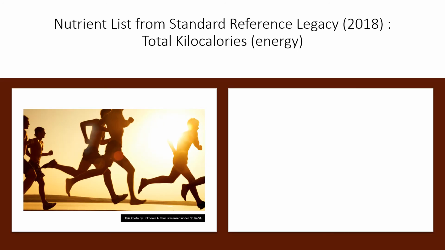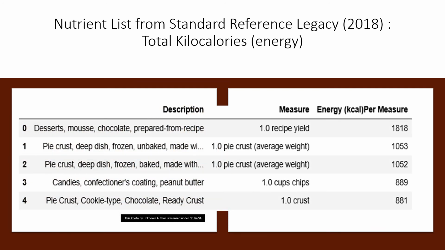As for total kilocalories of energy, it doesn't come as a surprise that desserts, mousse, and chocolate come up as the highest kilocalorie total, with an energy value of 1818 kilocalories. It is followed by the second kilocalorie item, which is pie crust.